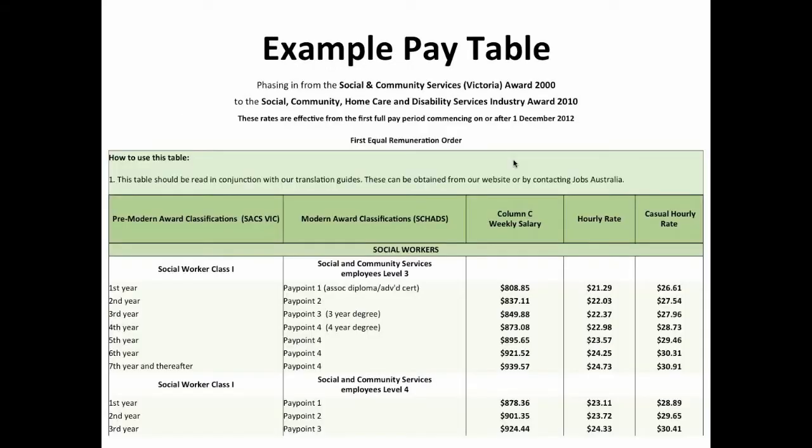Just giving an example now, this is what our pay table looks like, and what we're showing here is a social worker class 1. It is possible for someone at that previous level to translate over to a SCHADS level 3 or a SCHADS level 4. And what we've laid out for you here is the applicable rates that you would pay someone that would translate over at each of these particular pay points.